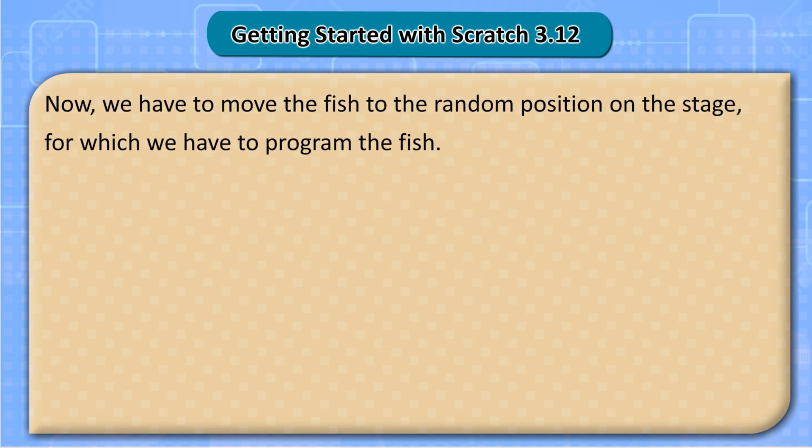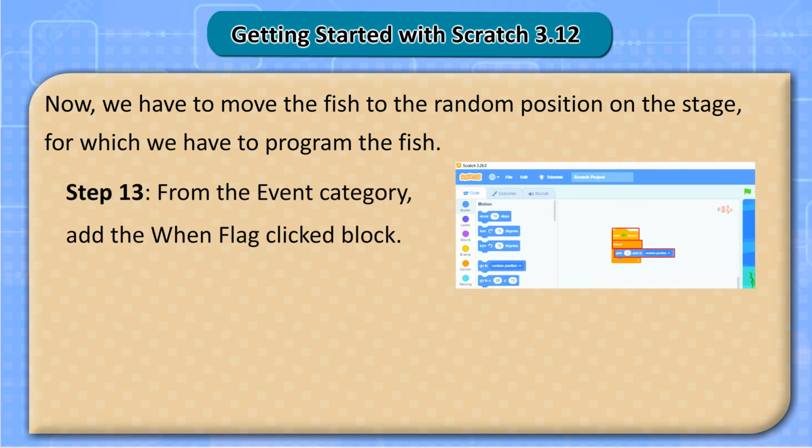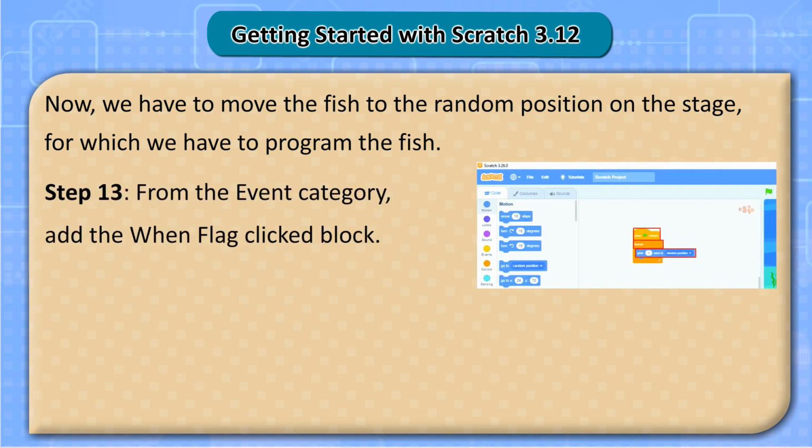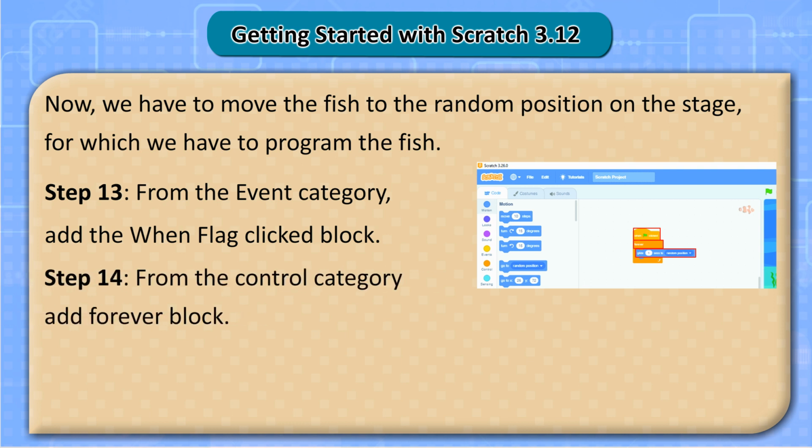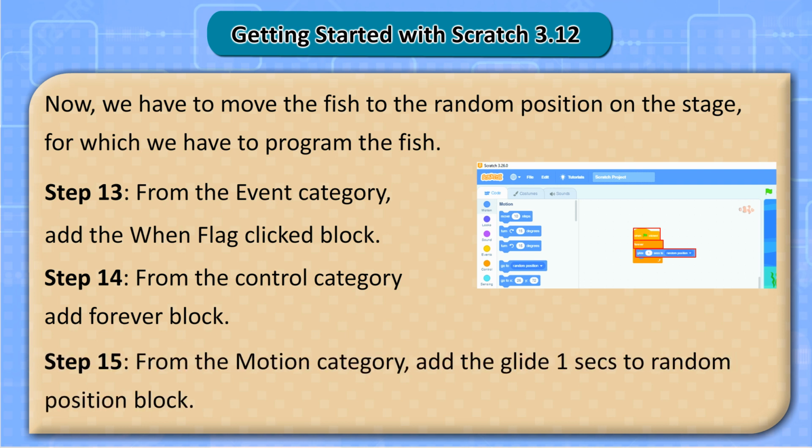Now, we have to move the fish to a random position on the stage, for which we have to program the fish. Step 13. From the Events category, add the When Flag Clicked block. Step 14. From the Control category, add the Forever block. Step 15. From the Motion category, add the Glide XX secs to Random Position block.